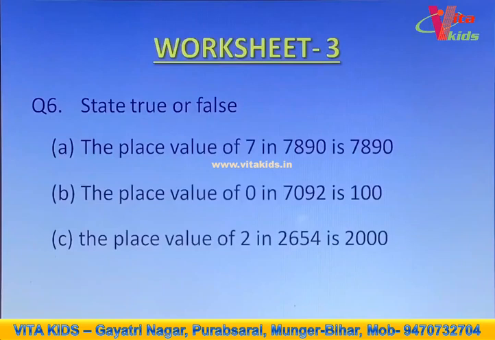Question number 6. State true or false. A part, the place value of 7 in 7890 is 7890. B, the place value of 0 in 7092 is 100. C, the place value of 2 in 2654 is 2000. This brings us to the end of the worksheet.